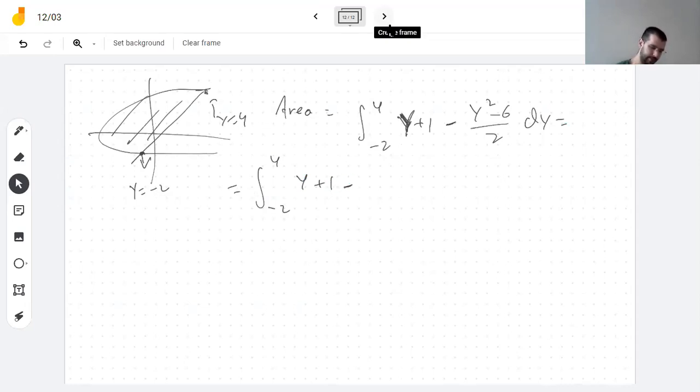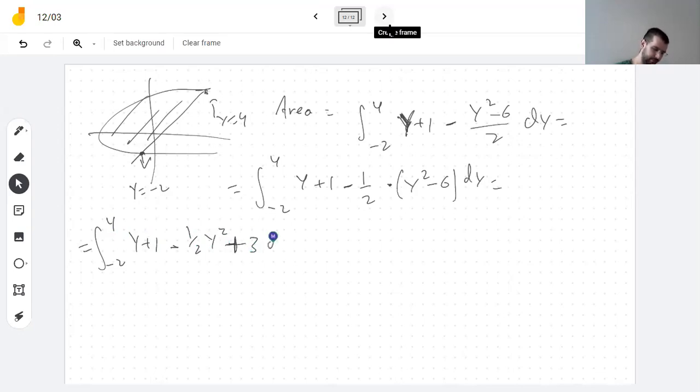So fractions, let's be careful. There's a negative 1/2, so this is the same as negative 1/2 times (y squared minus 6). And now this is negative 1/2 y squared, and there are two minus signs there, so plus 3. So this is the integral of negative 1/2 y squared plus y plus 4. Great. So I need to find the antiderivative of that function. What is it?